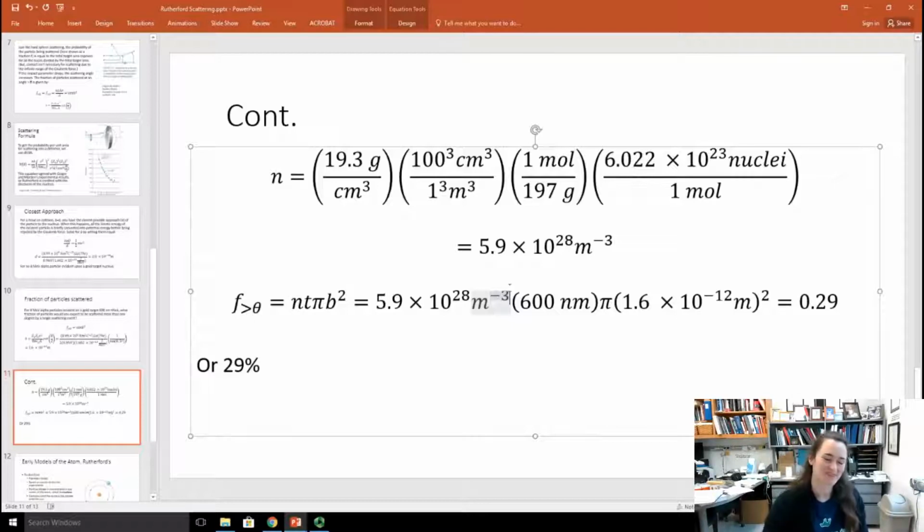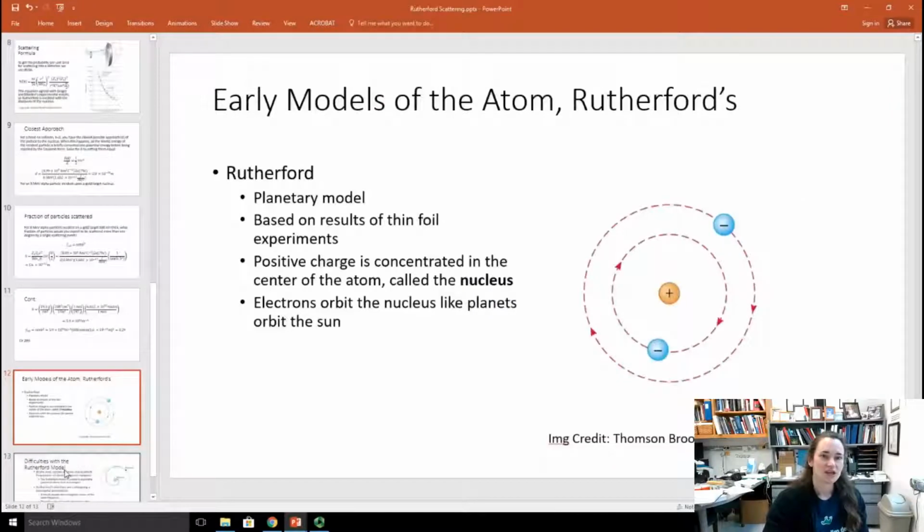Okay, so continuing on, Rutherford developed a model of the atom based on his idea of this dense nuclear charge in the center. And he hypothesized that the electrons would orbit that nucleus like the planets do to the sun because of the Coulomb attraction between the positively charged nucleus and the negative electrons. Okay? And this was as a result of his thin foil experiments.